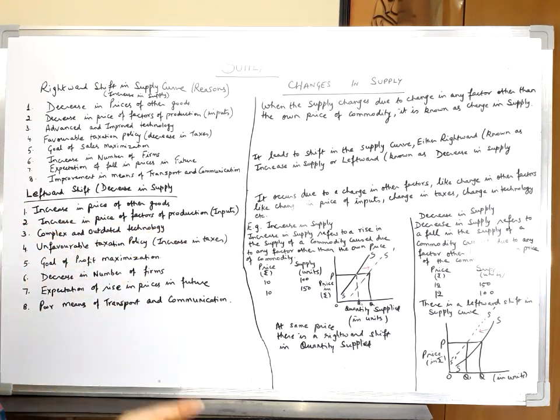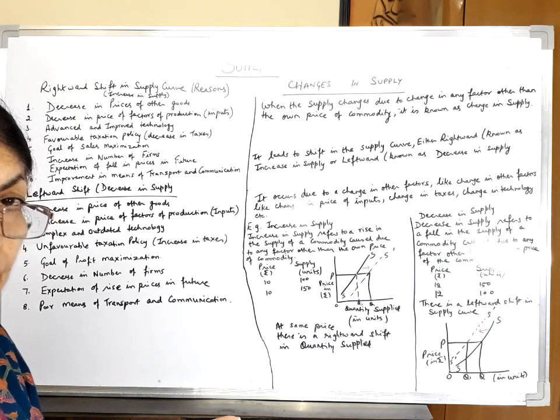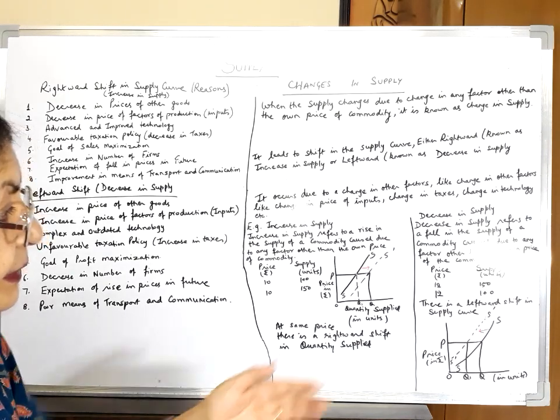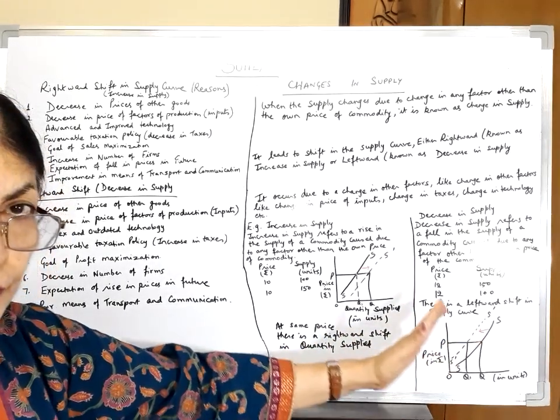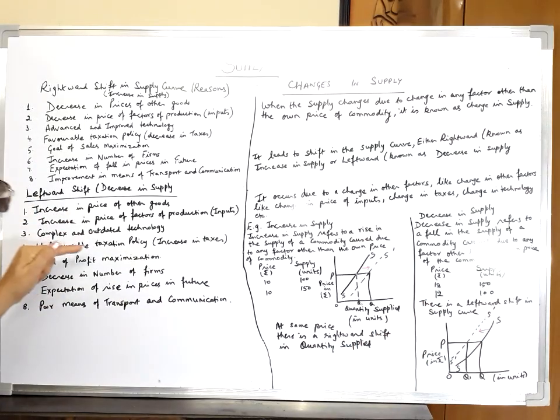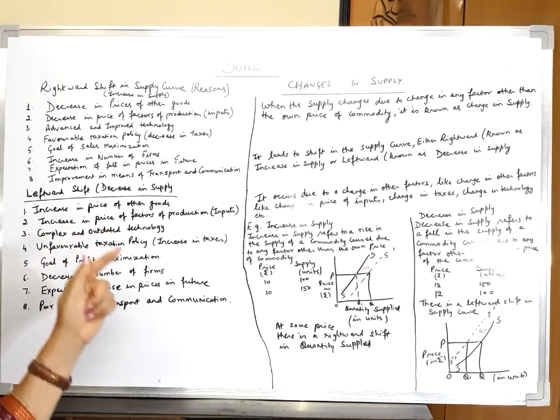So if the prices of factors of production, namely land, labor, capital, go up, automatically it becomes difficult for the producer to supply more quantity at the same price. Hence, he shrinks or reduces the supply of the product. The third point is complex and outdated technology.